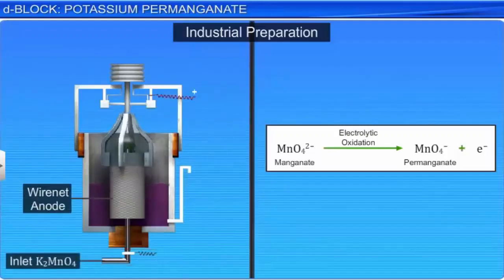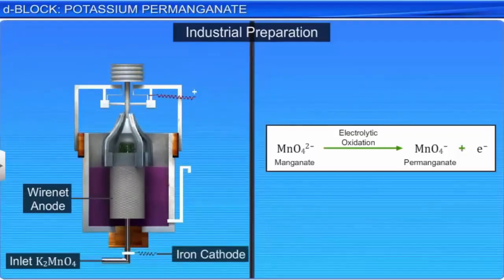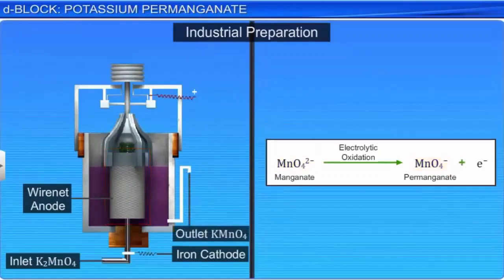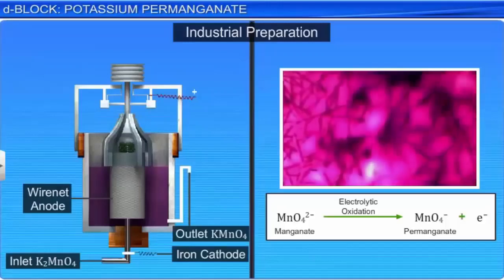The oxygen liberated at the anode converts manganate into permanganate. The purple solution containing potassium permanganate is evaporated under controlled conditions. Potassium permanganate then crystallizes out.